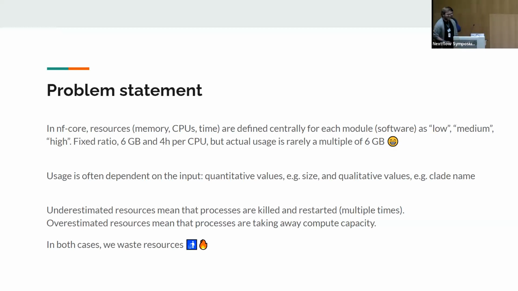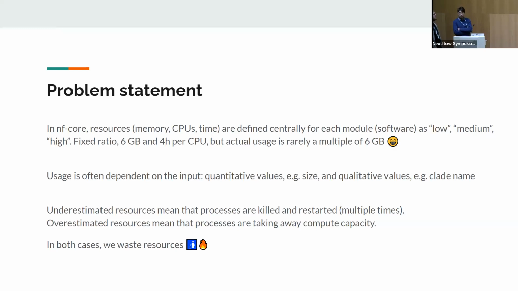The nf-core modules we're using define our resources as low, medium, high, and have bins of 6 GB of memory each. Actual usage is usually not exactly a multiple of 6 GB, so you're bound to have a bit of waste there. But it's not just that. Actual usage is usually dependent on the input of your module or your software. There can be quantitative values like size, length, number of sequences, but also qualitative ones like just a clade name or things like that.